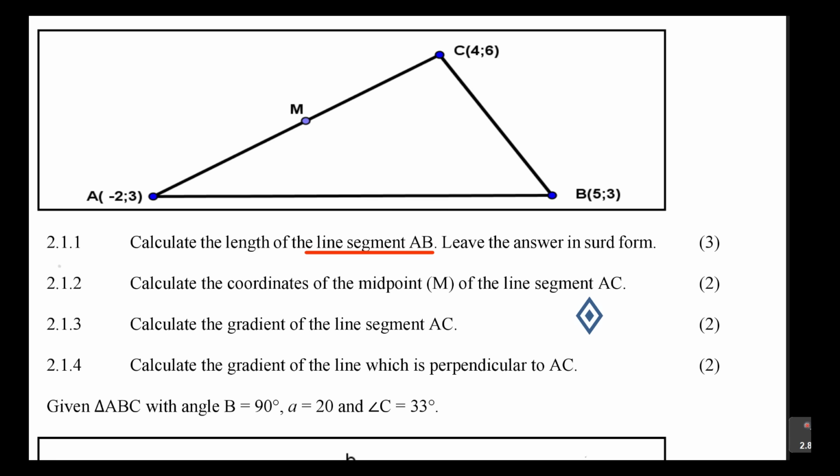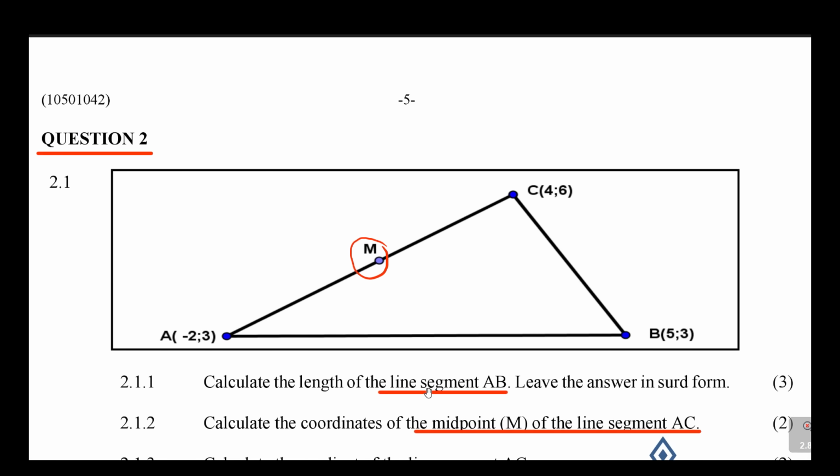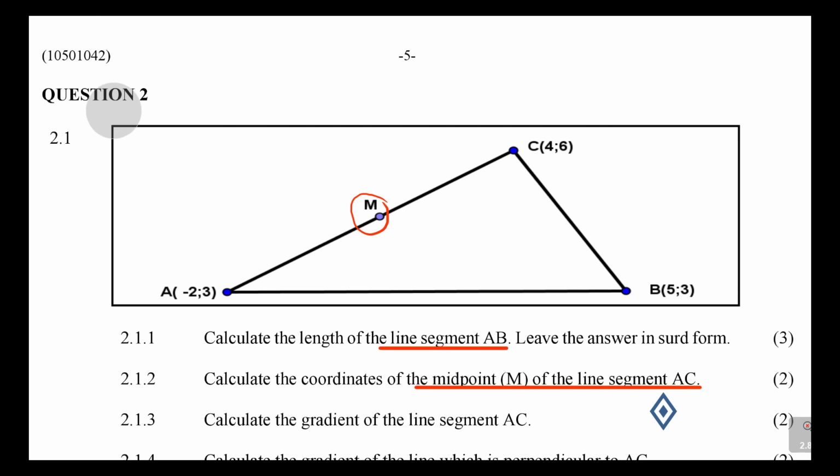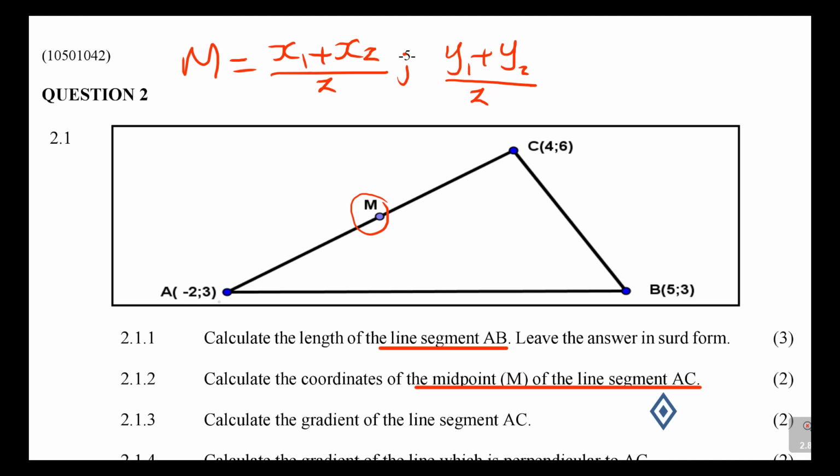Alright, now 2.1.2, the question says we need to calculate the coordinates of the midpoint M of the line segment AC. So we are looking at that midpoint here. I can just quickly write it up here, because the midpoint formula, remember, M is x1 plus x2 over 2, and then y1 plus y2 over 2. So it's up to you which one is your x1, y1 again.